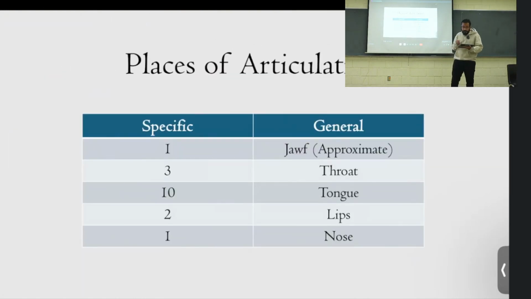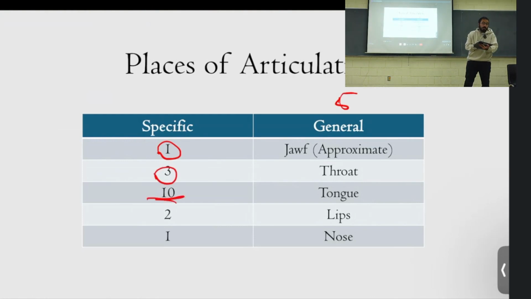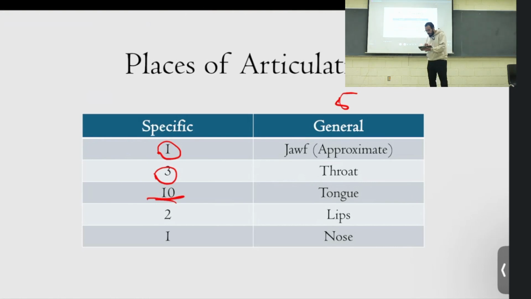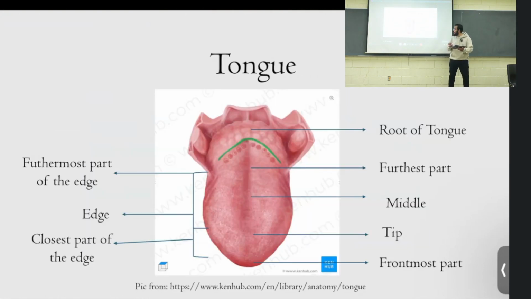So we said that we have 5 places of articulation, okay? And each place of articulation has specific places of articulation. We finished al-jawf, we finished the throat, and we started on the tongue last time. Okay? So, just a reminder, okay?